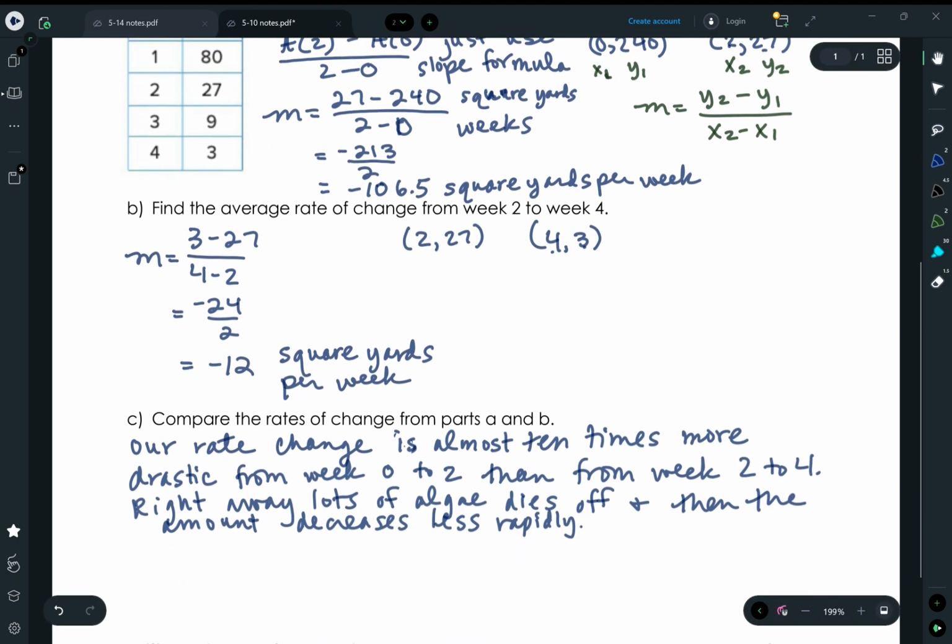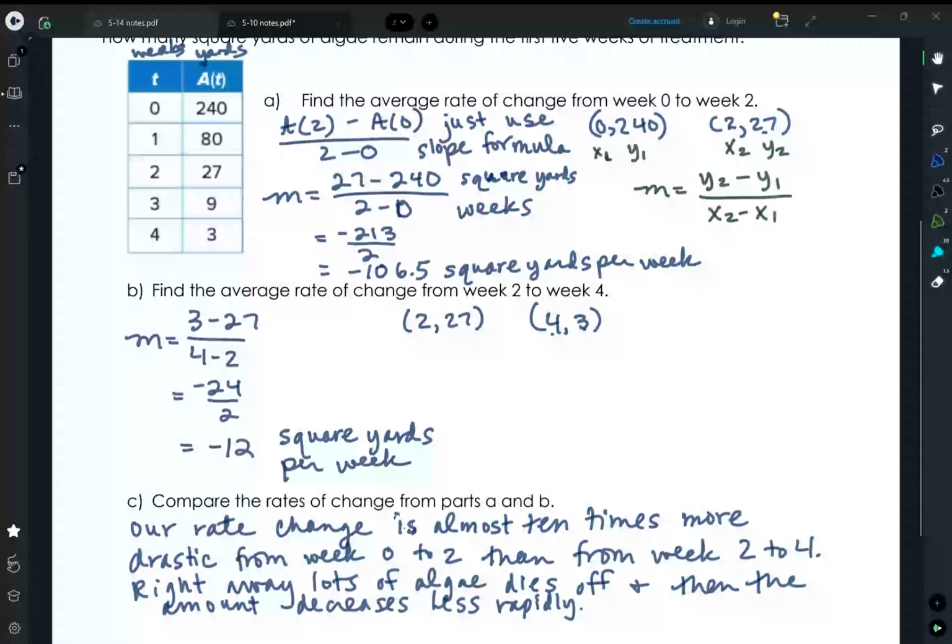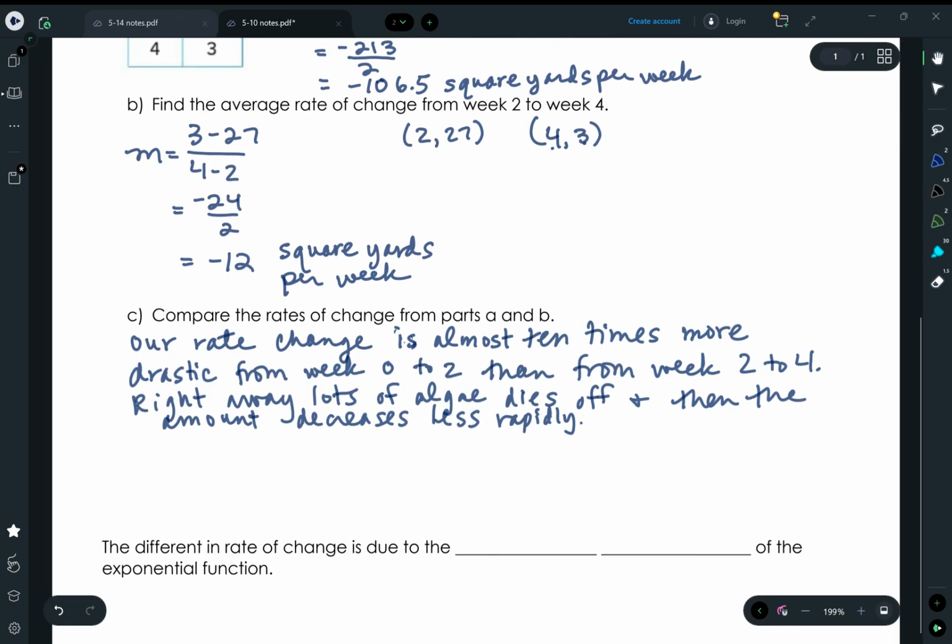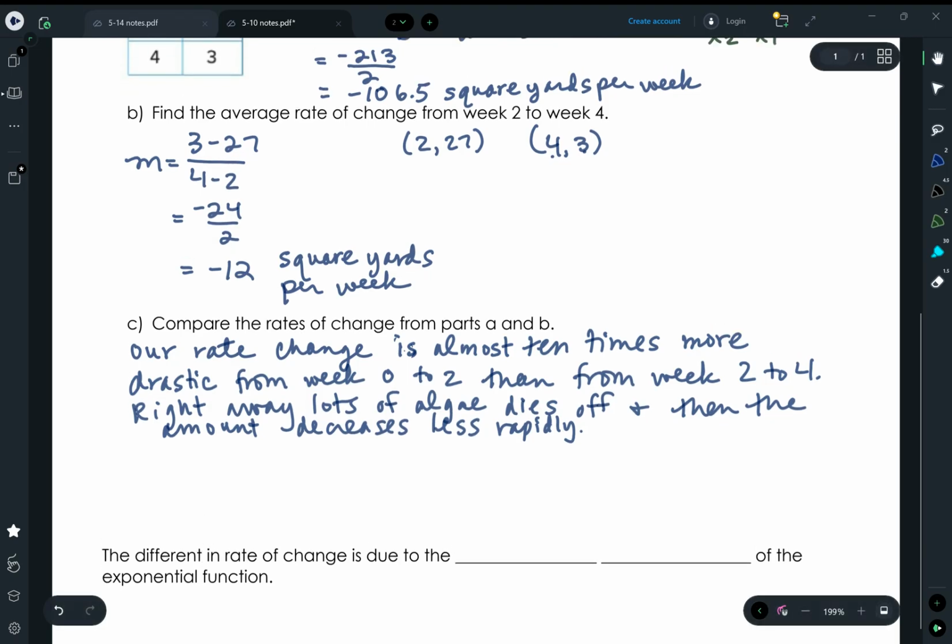So we're trying to get by this idea that this average rate of change shows us that right away there's huge drops in the amount of algae, and then later on not so much, right? Later on we're only losing about 12 square yards per week. So the difference in rate of change is due to, so it's decaying a lot at first and not so much later on.